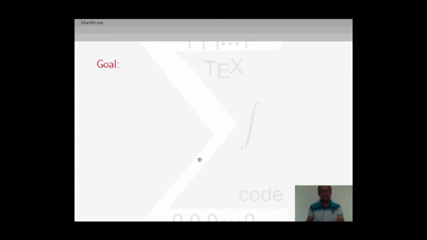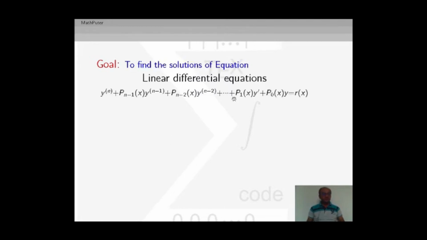Now what is our goal for this unit? We are going to find the solution of differential equations which have this form, and we are familiar with this form. This is the nth order linear differential equation. Two kinds of linear differential equations we are going to discuss in this unit. Linear differential equations with constant coefficients. Constant coefficients means all these functions are constants.